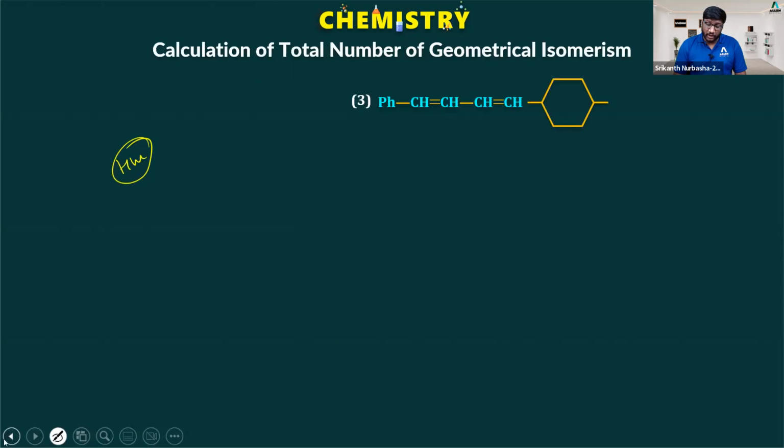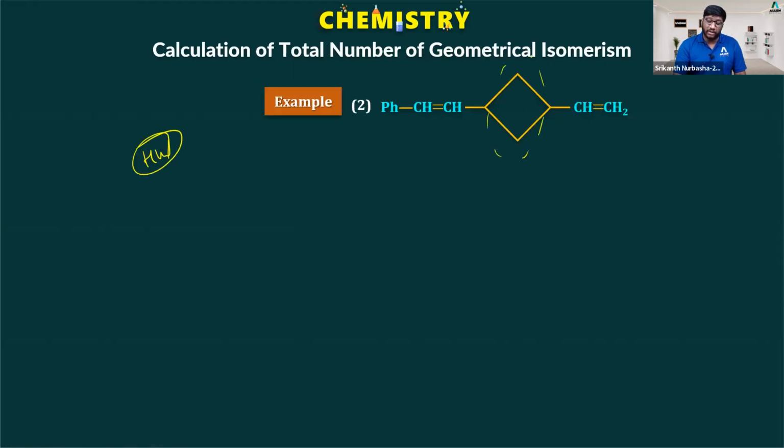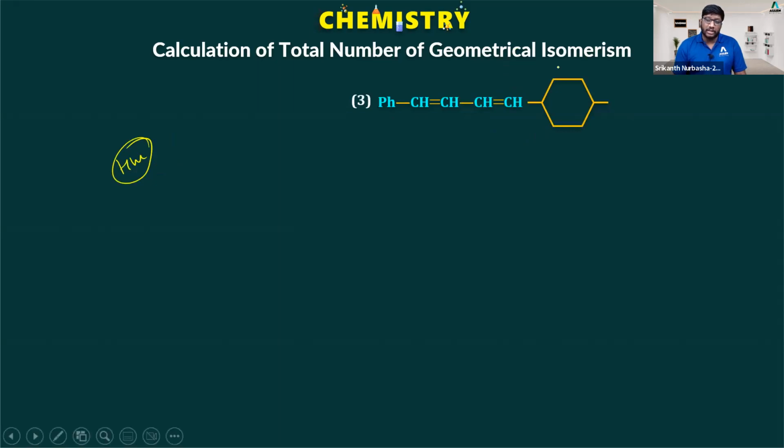Apply the same formula, 2 power n minus 1 plus 2 power p minus 1. p is equal to n by 2 if we have an even number of restricted rotary systems. p is equal to n plus 1 by 2 if we have an odd number of restricted rotary systems. And in the second example, you have to include this system also. That is the only point. This is also a restricted rotating system. In the third example also, you have to include that cyclohexane ring.